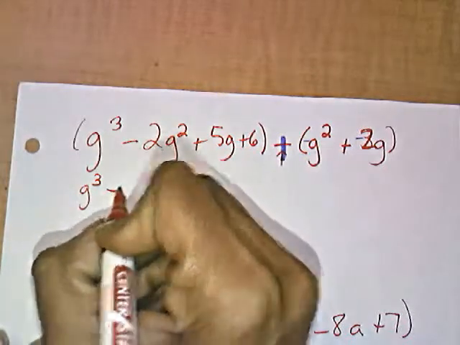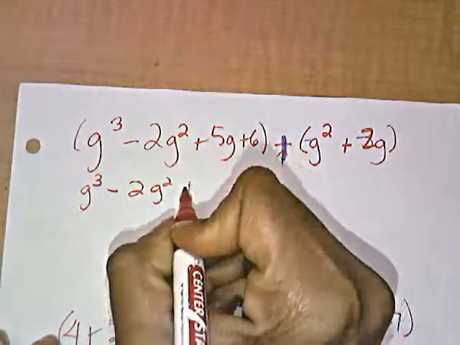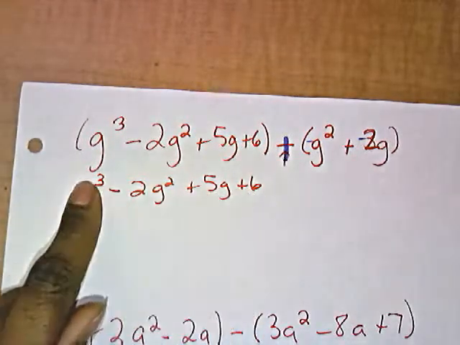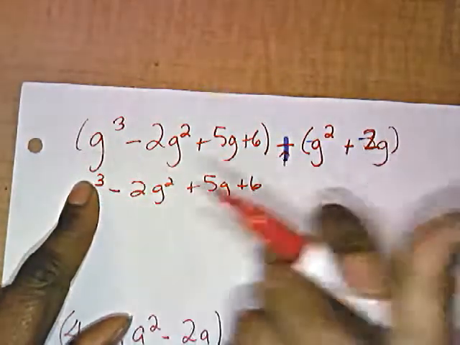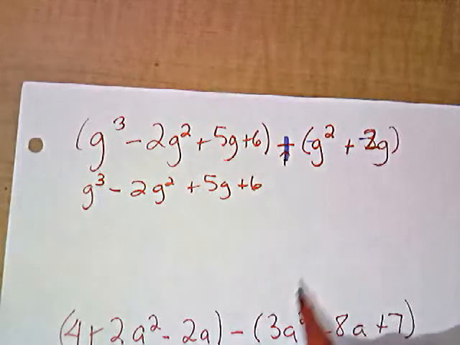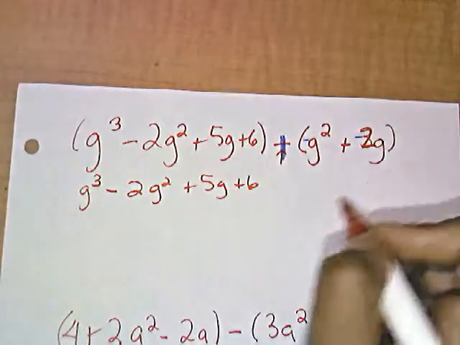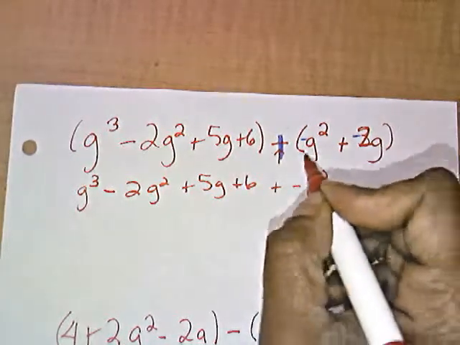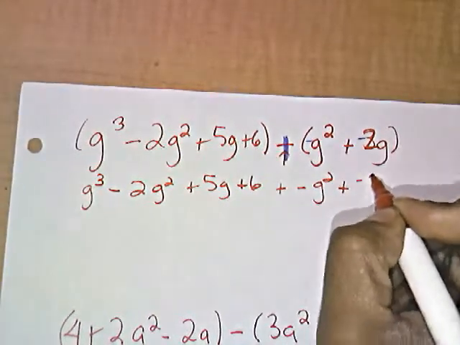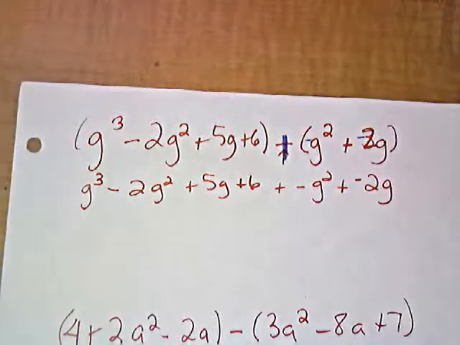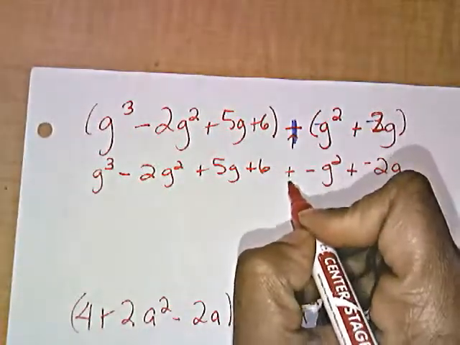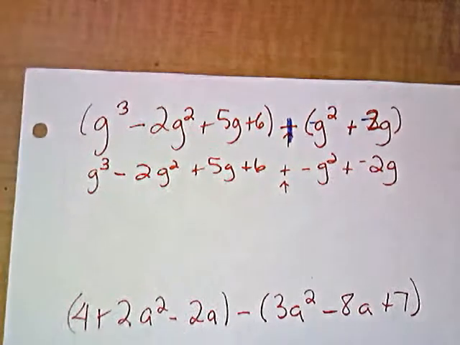g to the third minus 2g squared plus 5g plus 6, because everything here stays the same. It's everything afterwards that we have already changed. So I'm just going to copy this as I see it. Plus negative g squared plus negative 2g. Now it's an addition problem. Okay? And we know what to do.